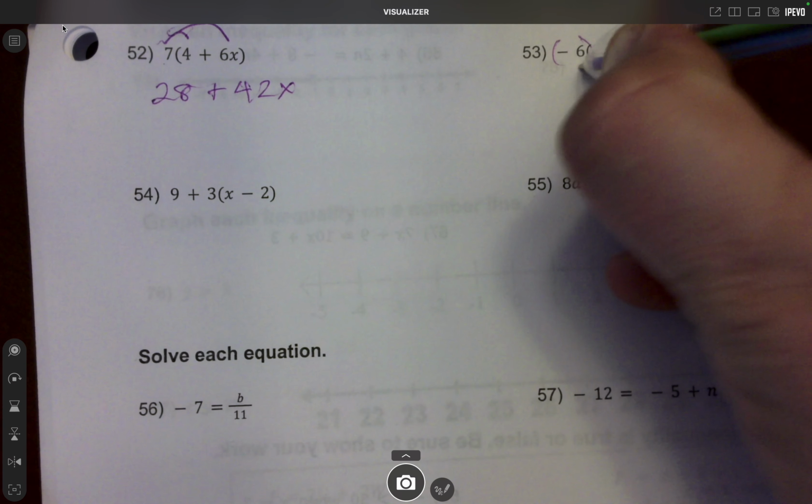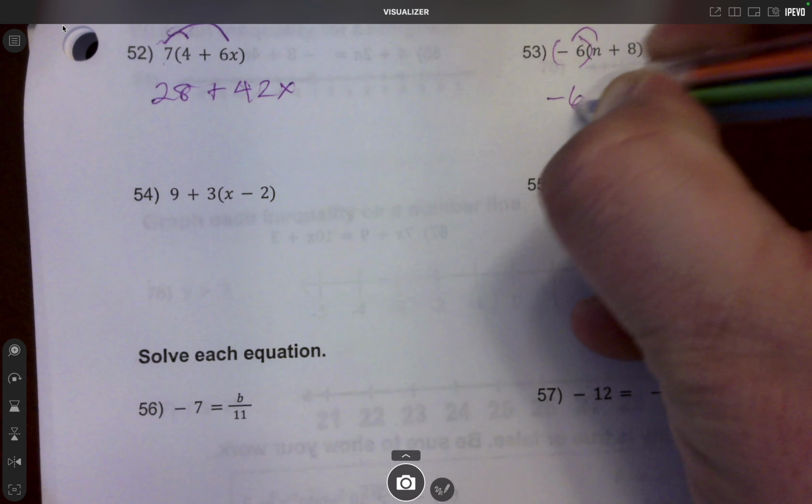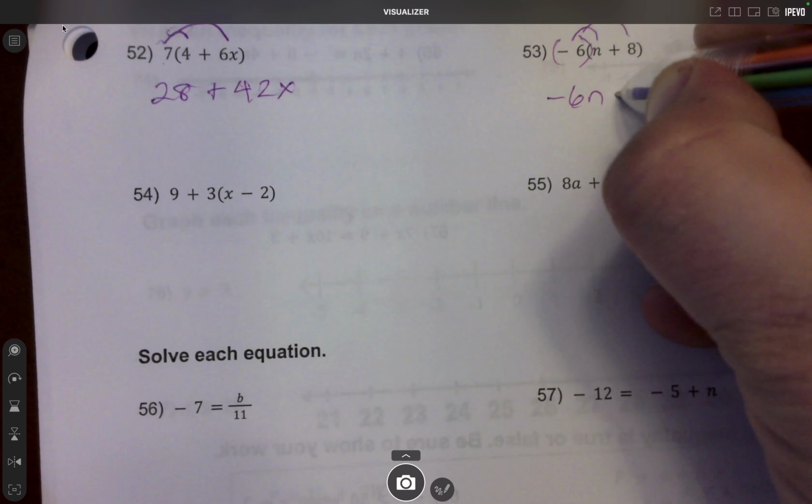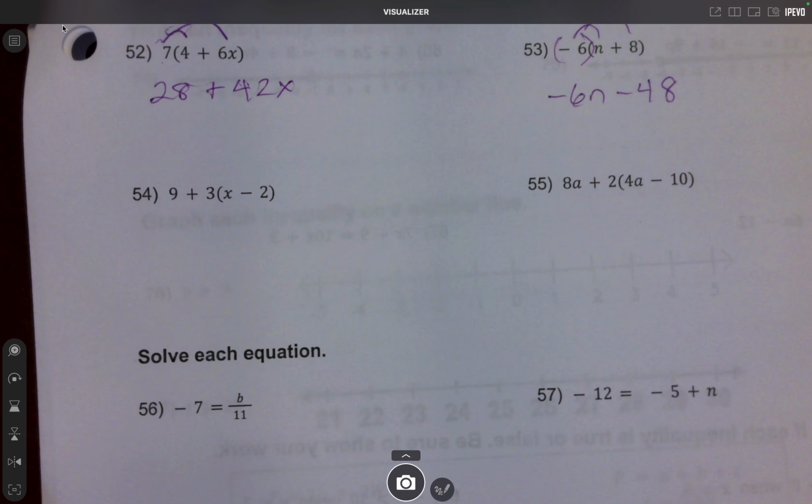Okay, here we have to make sure, remember, it's a -6, so we do -6 times n, and -6 times 8, which is -48.